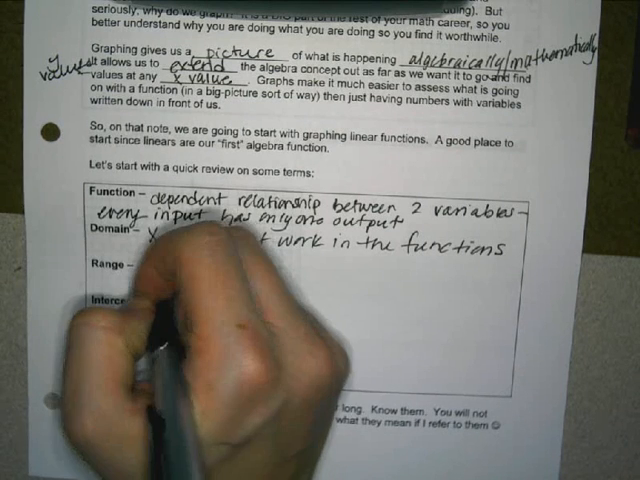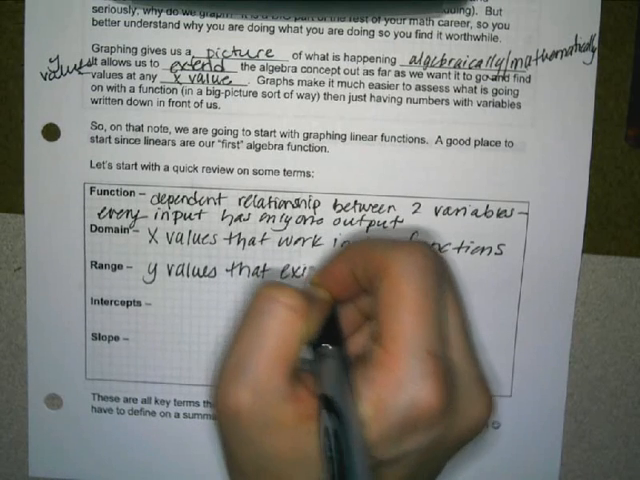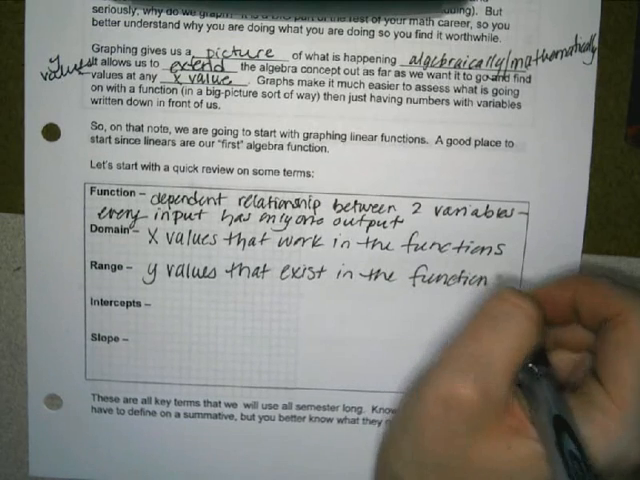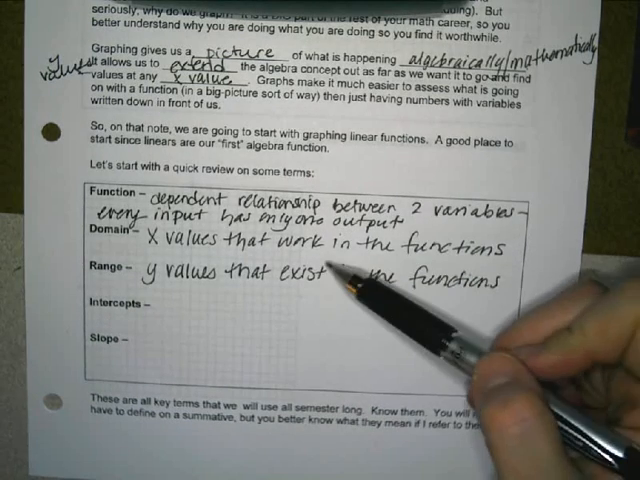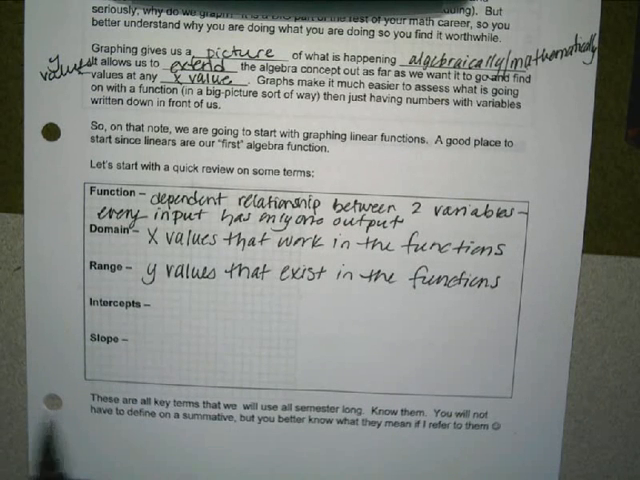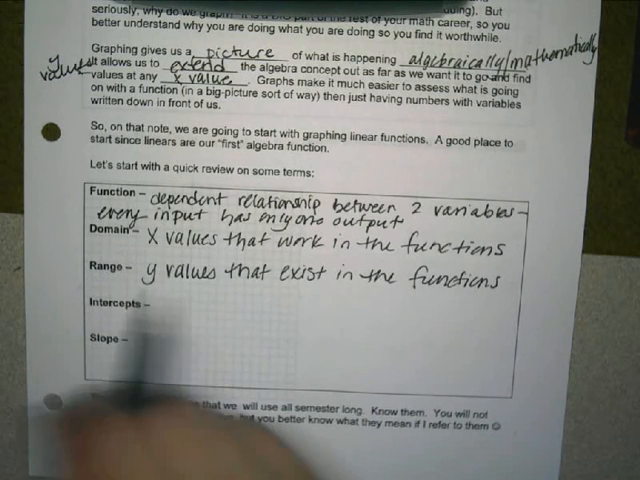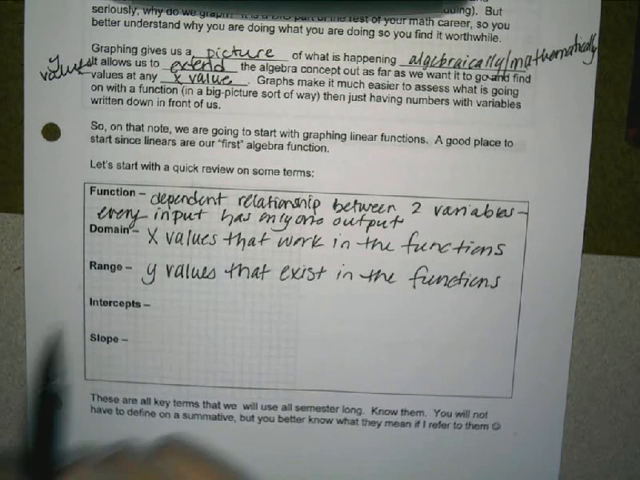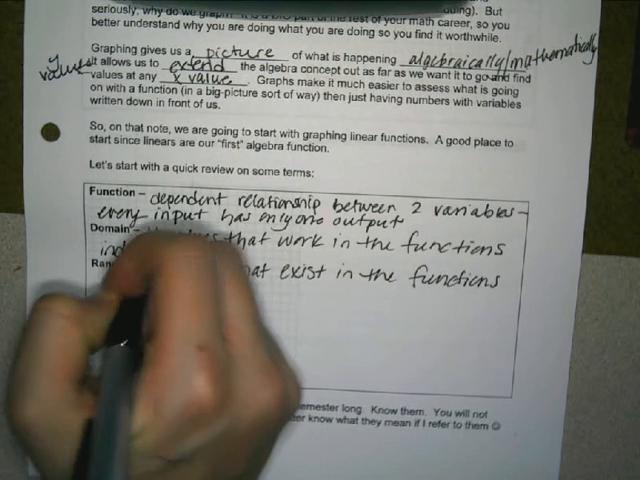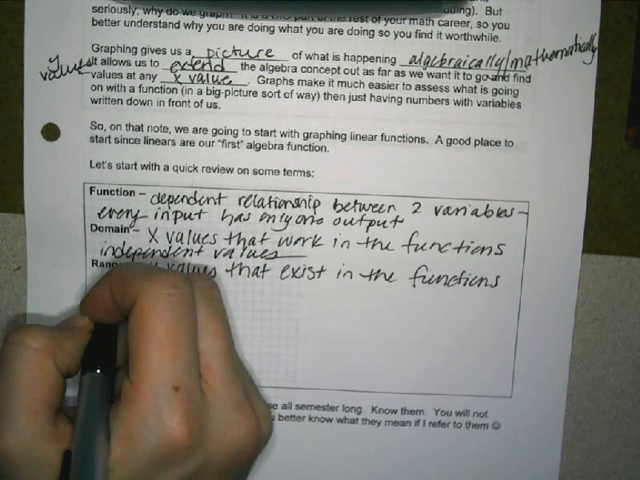Range, these are y values that exist in the function. Now the difference between this terminology, the working and the existing, is that x values that work, that's something that when you plug it in, it actually can be punched out. Y values that exist, that means these are dependent on what the x values are, so that's why the word is exist, not work, because you don't plug y values in necessarily. And so maybe we need to put that here. These are the independent values, domain is, and range are the dependent values.